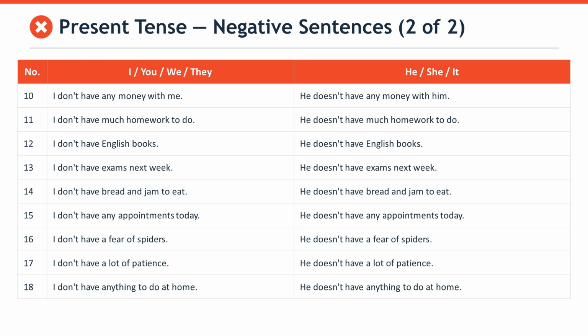I don't have a lot of patience. For he doesn't have a lot of patience. And finally, I don't have anything to do at home. For he doesn't have anything to do at home. Remember, after doesn't we always use have, never has. This is a common mistake that many learners make.